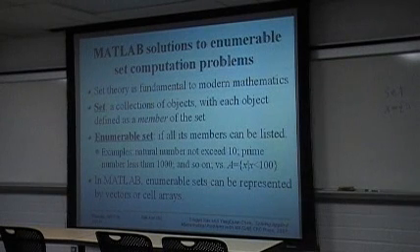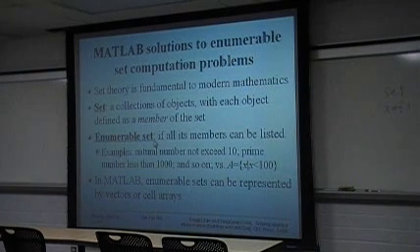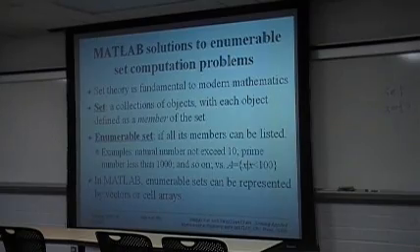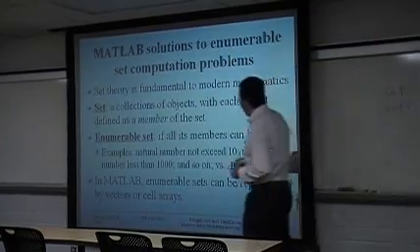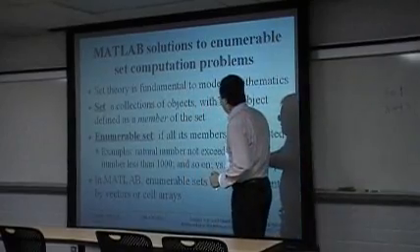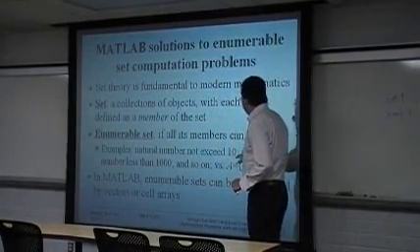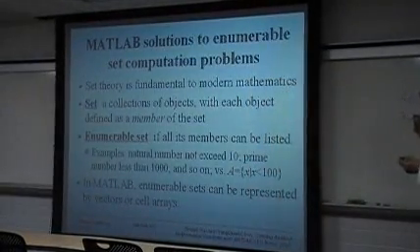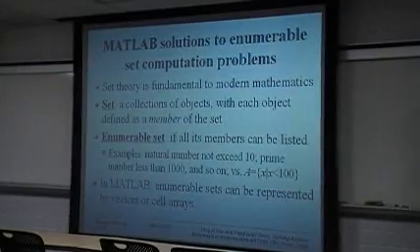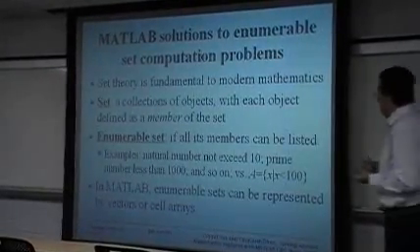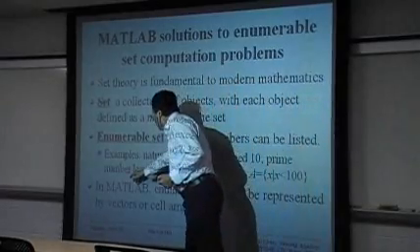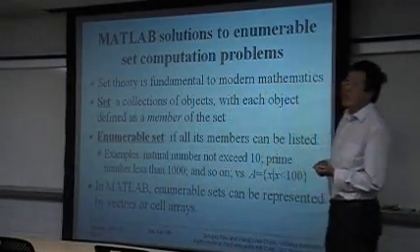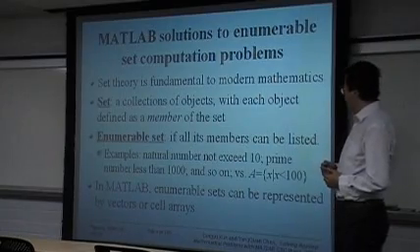So if all the members can be listed, we will call this set a special one, an enumerable set, because we can enumerate all the members in the set. There are some examples. For instance, we have a set which consists of natural numbers which do not exceed 10. So this is a set we can list all the elements in the set. And also, we have another example, the prime numbers less than 1,000. We have another set. We can list all the elements in the set.